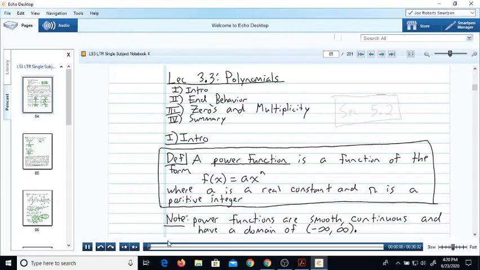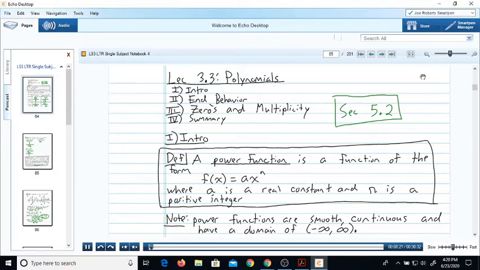Alright, here we have lecture 3.3, polynomial functions, which corresponds with section 5.2 from the textbook. So if you're following along with the textbook, this is from section 5.2. But before we begin our discussion on polynomials, we need to introduce power functions.